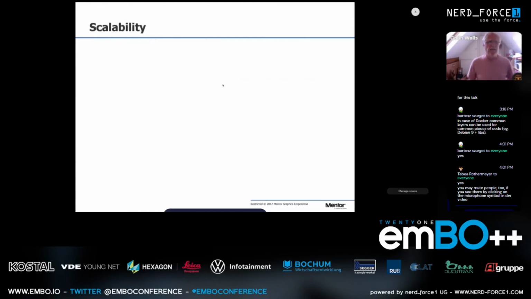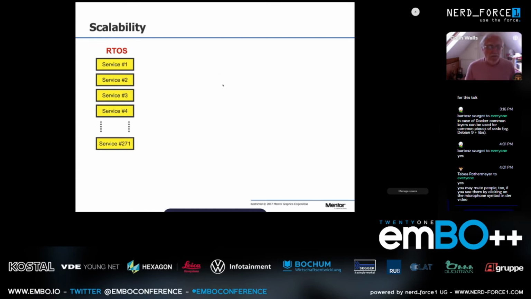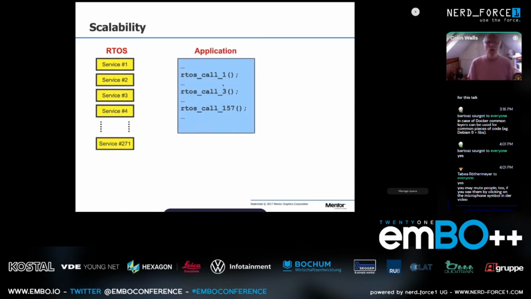A couple of words about scalability. It's a word that's bandied around a lot, but for most real-time operating systems, we're looking at fairly fine-grained scalability, which means that you might, for example, have an operating system with, in my example here, 271 service calls available. I invented that number, but it's quite realistic. So imagine we have a simple application which only uses 3 of those service calls. What would the memory footprint of this application look like?